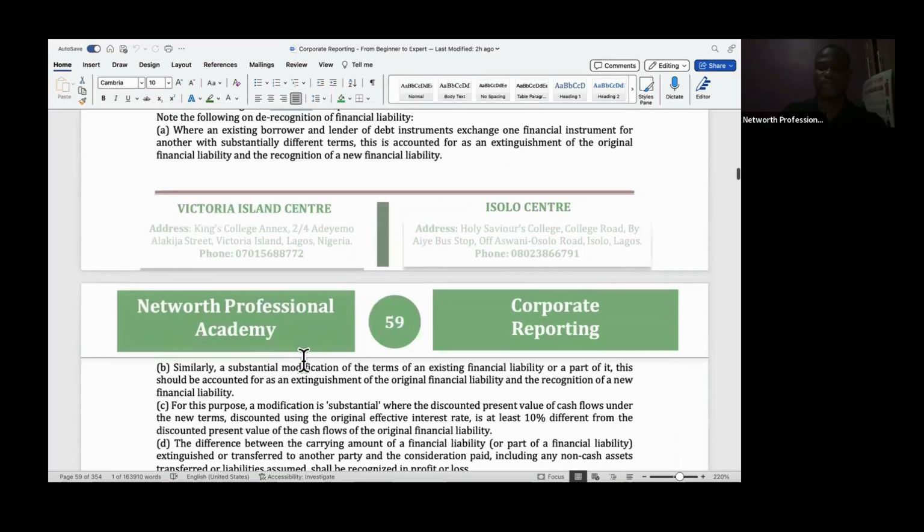Also, there could be modification of the terms of an existing financial liability. Modification means that either there is a change in the interest rates, or a change in the terms or the repayment period. When those changes happen, that's a modification of an existing financial liability. This could also lead to derecognition if the modification is substantial.